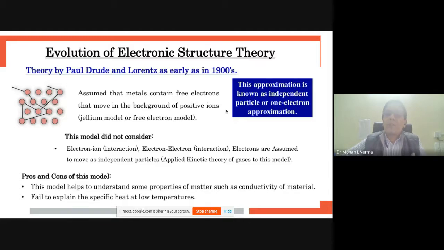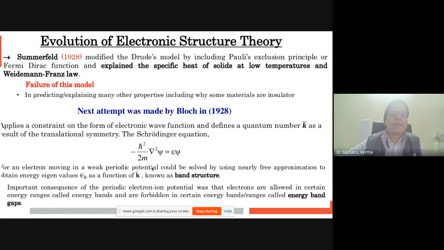This approximation is known as the independent particle or one-electron approximation. But this Drude model does not consider electron-ion interaction or electron-electron interaction, and electrons are assumed to move as independent particles. We can compare this to the kinetic theory of gases. Pros and cons of this model: it helps to understand some properties of matter, such as conductivity of materials, but it fails to explain the specific heat at low temperature.